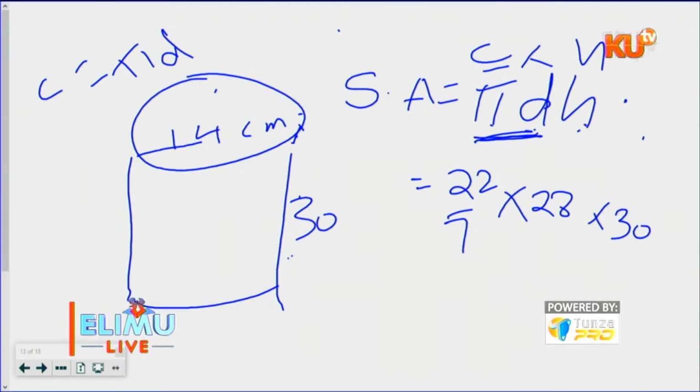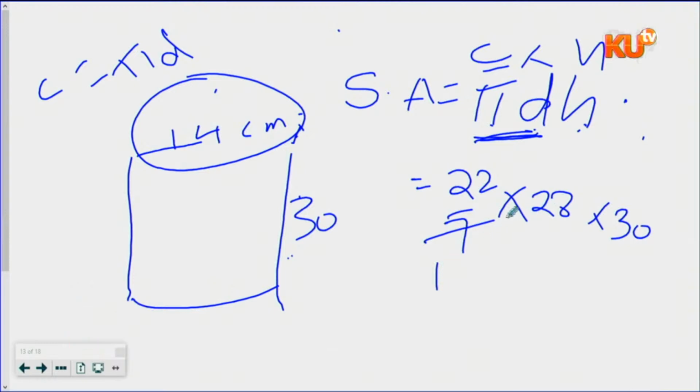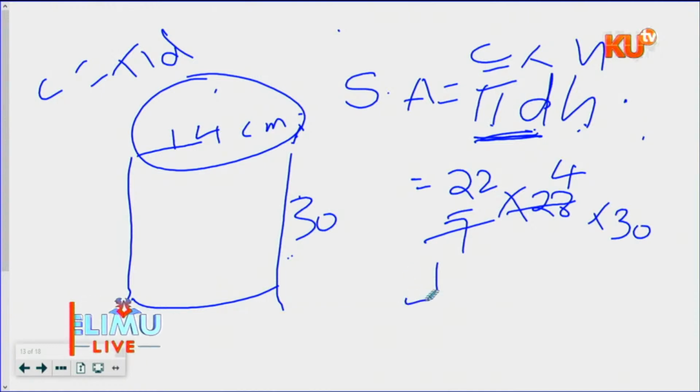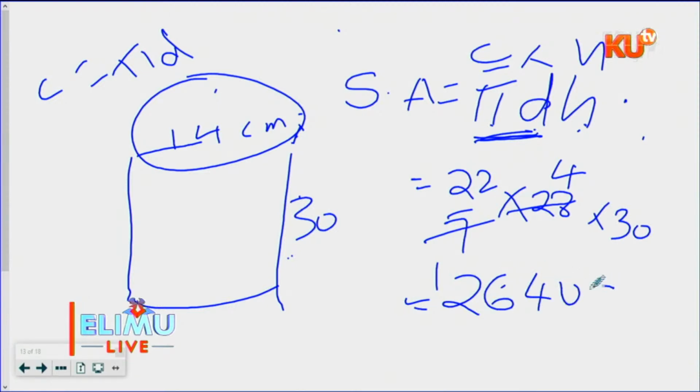So when we simplify by cancellation, we say 7 here, 1, 7 here, 4. So we'll have 22 times 4 times 30. 22 times 4 times 30, and this one will give us 2,640 square centimeters.